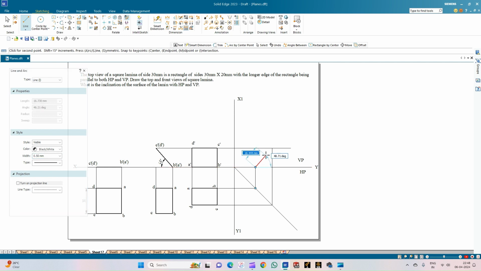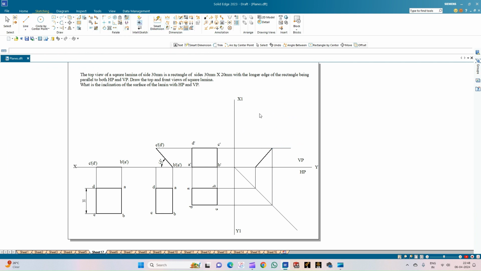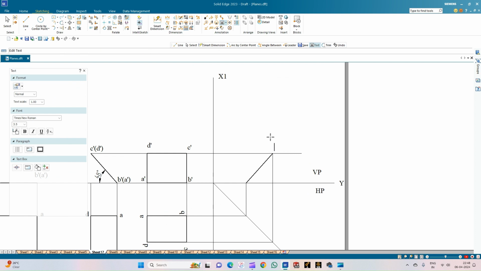It will be from B double dash, A double dash to C double dash, D double dash. We will annotate the profile view also. So this is the side profile view, which is c double dash, inside the bracket d double dash. All this must be in small letters. I'll be using the double prime for annotating the side view of the square lamina. And this is b double prime and a double prime.